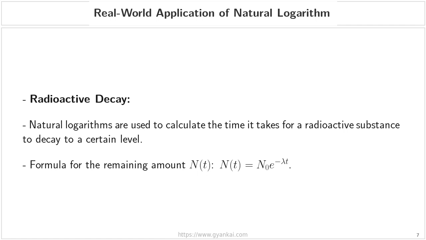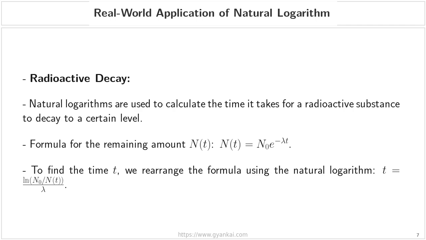To understand this, let's look at the formula for the remaining amount of a substance, which is written as N of t equals N naught times e raised to the power of negative lambda t. In this expression, N of t represents the amount remaining at a given time, N naught is the initial amount of the substance, and lambda represents the decay constant.